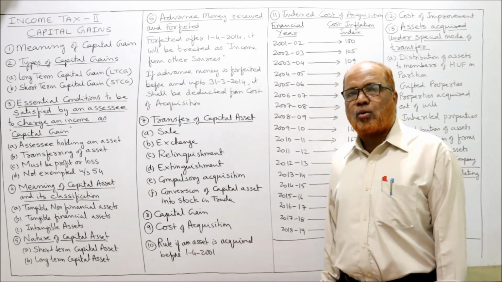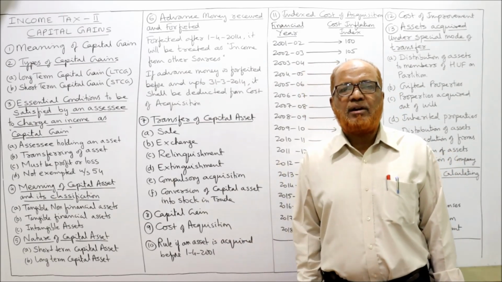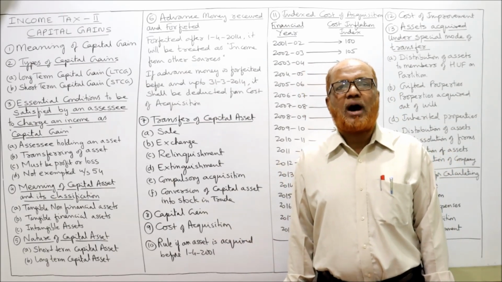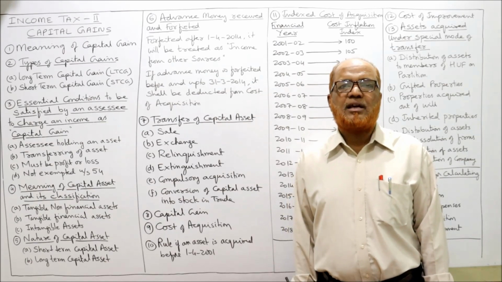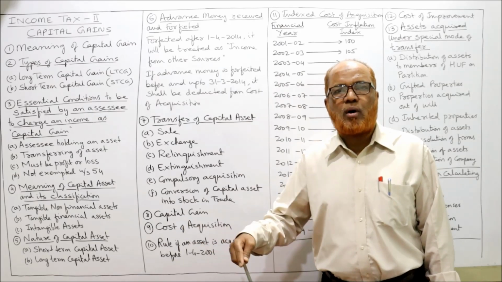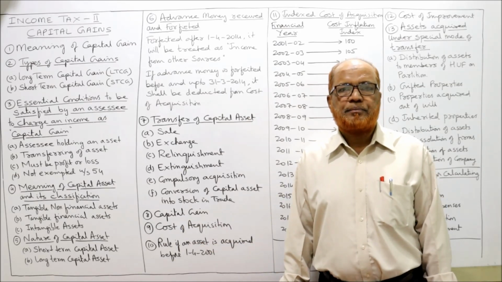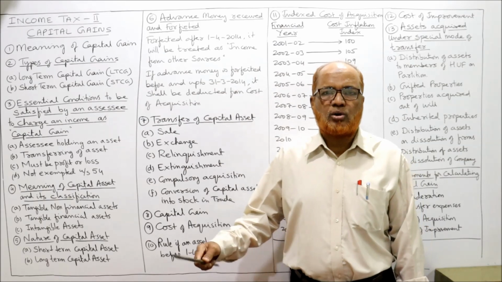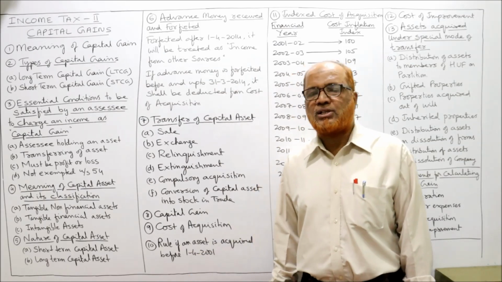Then compulsory acquisition. In some cases, the government will compulsorily acquire the property. Example, in case of railway tracks. For putting the railway tracks, the government has acquired the land of the SSC. It is called compulsory acquisition. That also amounts to transfer.